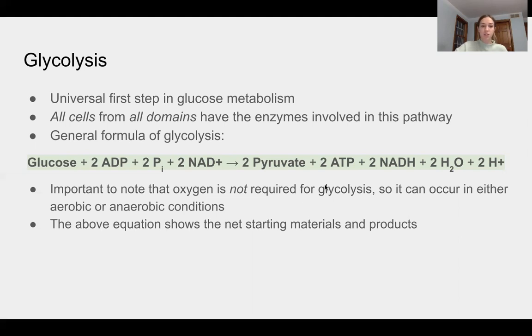And I've just put an equation up here that shows the net start and end products of glycolysis. So you start with 1 molecule of glucose and you have ADP, inorganic phosphate, and NAD+. And the result of that is 2 pyruvate, 2 ATP, 2 NADH, 2 molecules of water, and 2 hydrogens.